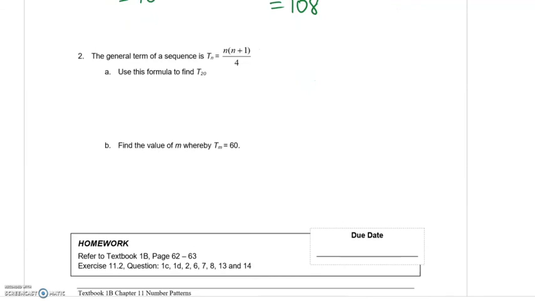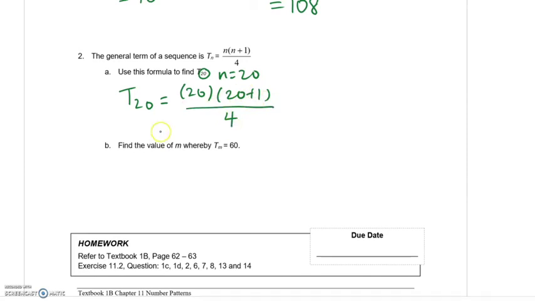Alright, let's try question 2. The general term of a sequence is now Tn equals n times n plus 1 over 4, and you need to use this formula to find T20. So that means n equals 20. So T20 is equal to 20 times 20 plus 1 over 4. If you can't do this mentally, then press your calculator to get your answer. You will end up with 105.